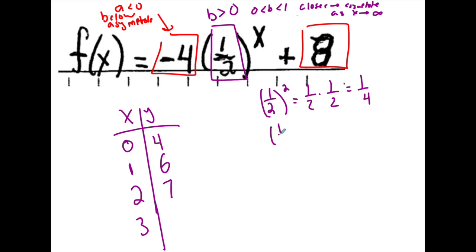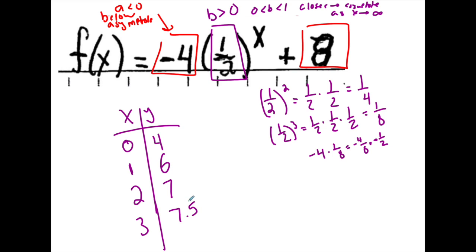What about this? So a half cubed is a half times a half times a half, and that is equal to 1/8. Negative 4 times an eighth is negative 4/8, which is a half. And because it needs to be negative a half, right, because you have a positive times a negative. So negative a half plus 8 is 7.5. So you can see that it's starting to trend towards a number. I wonder if it's this one. All right, I'll do one more.